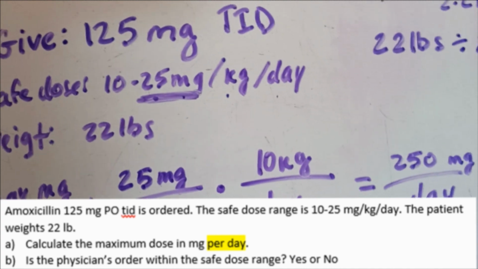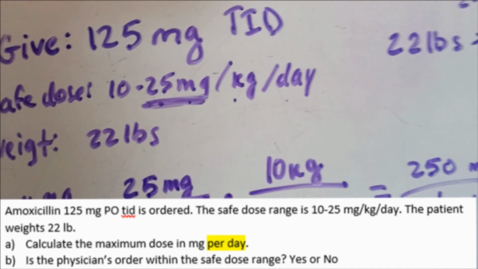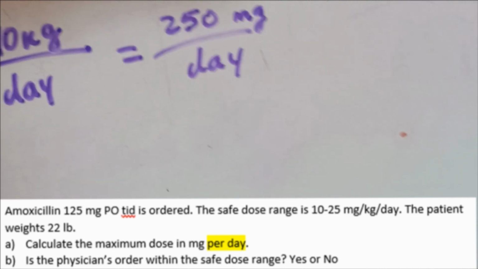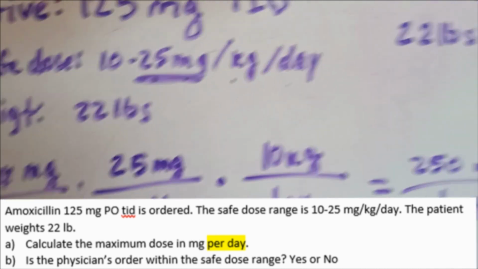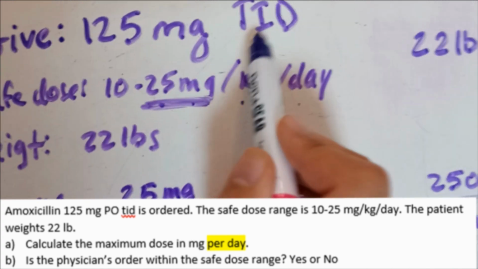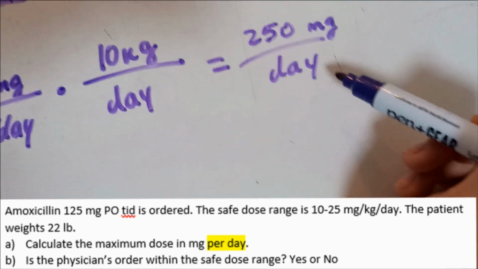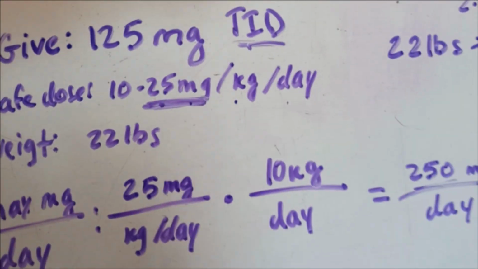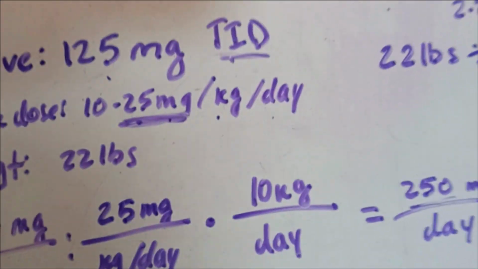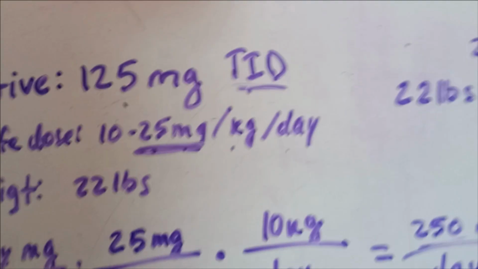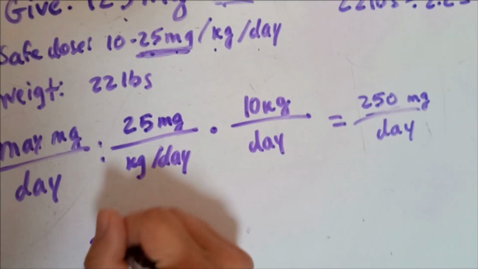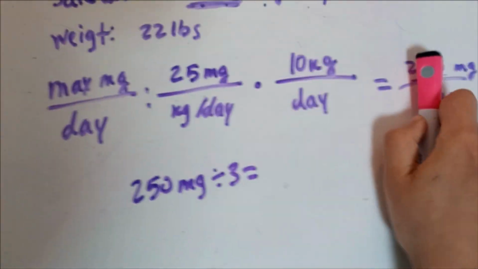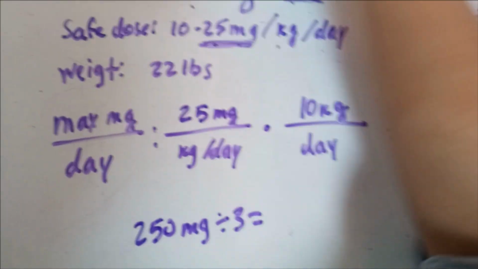They said the dose he's ordering is 125 milligrams 3 times daily, but what we have is 250 milligrams in 1 day. So you could either multiply this one by 3, because it's 3 times daily, and compare to the allowed, or you can divide 250 by 3 and see if this one is less, the same, or more. If it's more, then he's overdosing the patient. So I'm just going to take 250 milligrams divided by 3 and see how much it comes up to.